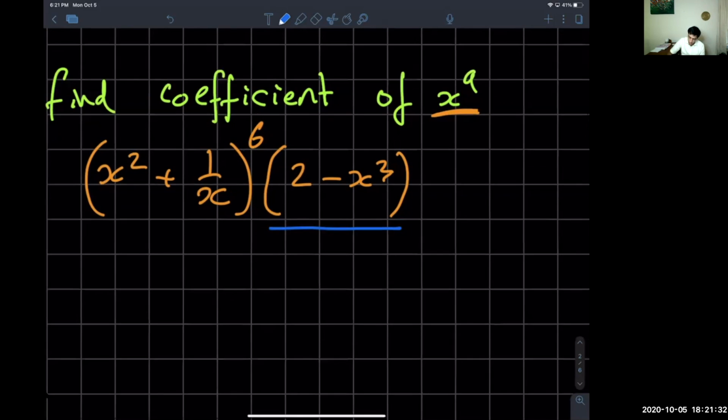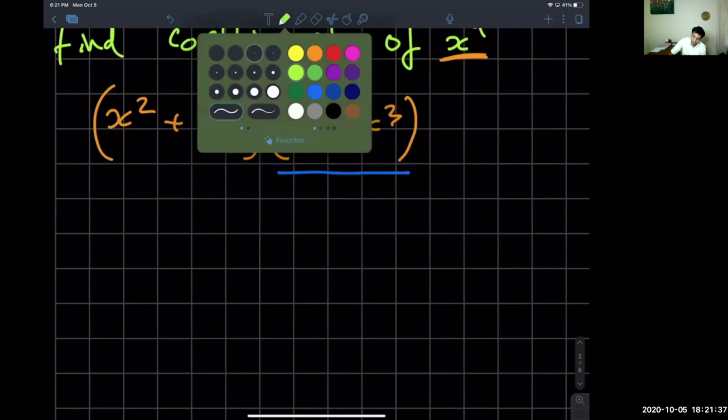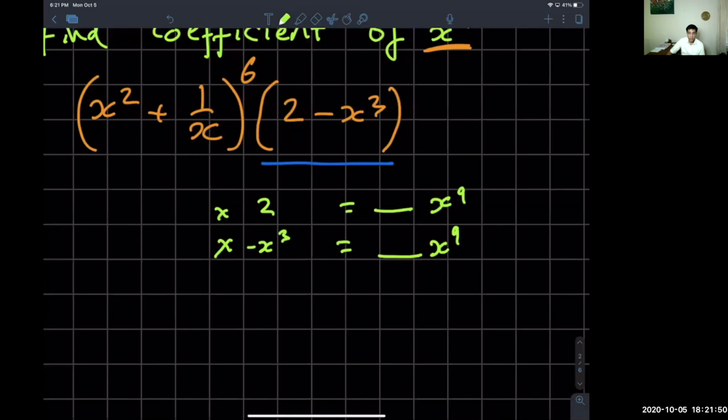Something needs to be multiplied by 2, and something needs to be multiplied by negative x cubed to get something x to the power 9. The only thing you can multiply by a constant and get an x to the power 9 is x to the power 9, correct? And the only thing you can multiply with x cubed to get x to the power 9 is x to the power 6, correct?